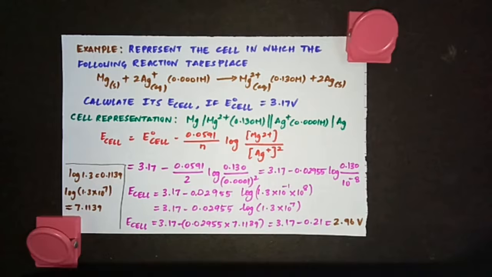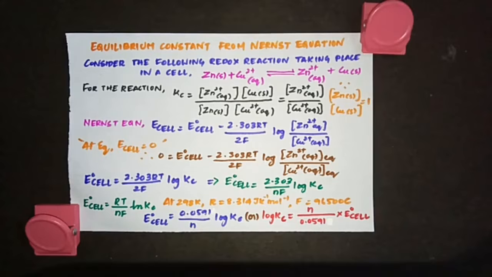Now let's move on to the next topic, equilibrium constant. So how to calculate equilibrium constant from Nernst equation. So we are going to calculate equilibrium constant from Nernst equation. Before that, we have studied equilibrium constant in grade 11. For a reaction at equilibrium, equilibrium constant, which is represented as Kc, is defined as the product of the concentration of the products divided by the product of the concentration of the reactants. So that is equilibrium constant.